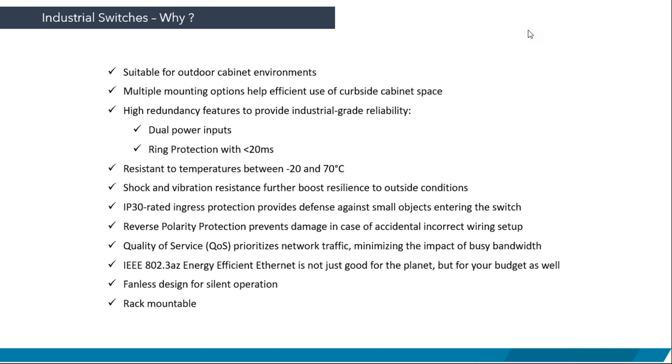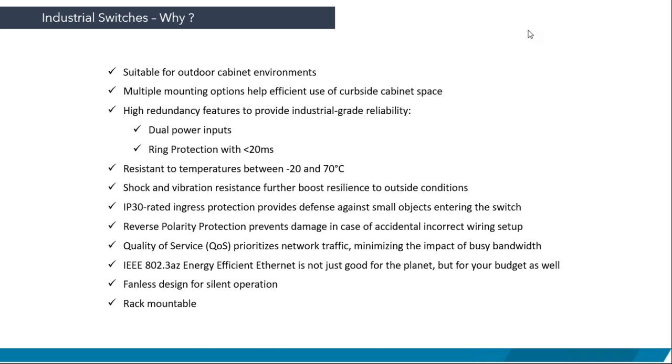Multiple mounting options help efficient use of outside cabinet space, because industrial switches are specifically designed to make use of low space. That is the reason they are mounted on the DIN rail. In 2U to 3U space, you will find 6 to 7 industrial grade switches mounted on the DIN rail. Whereas if you go for commercial, for the same deployment you need at least 6U to 8U space. So they will definitely save your space.